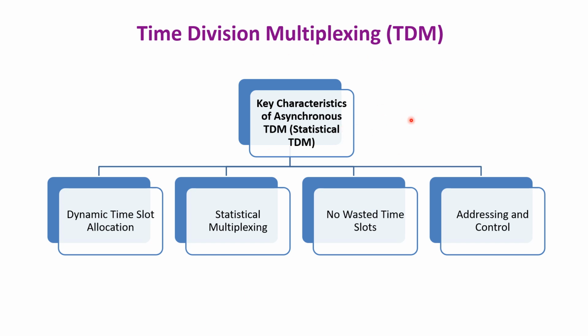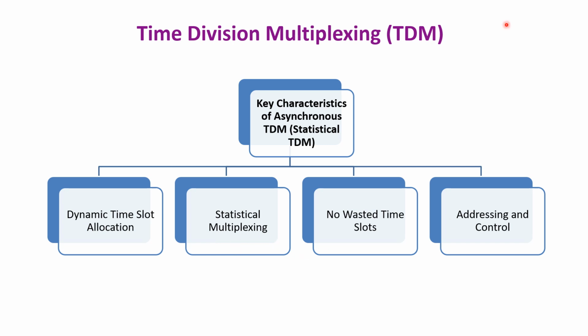Some of the key characteristics of asynchronous time division multiplexing are dynamic time slot allocation. Time slots are not fixed for each signal. They are given to a signal only when it has data to send. This makes the system more efficient since it does not waste time slots on signals that have nothing to send. For example, if signals A, B, and C are sending data but signal B has no data, then signals A and C can use the time slots that would have gone to B.